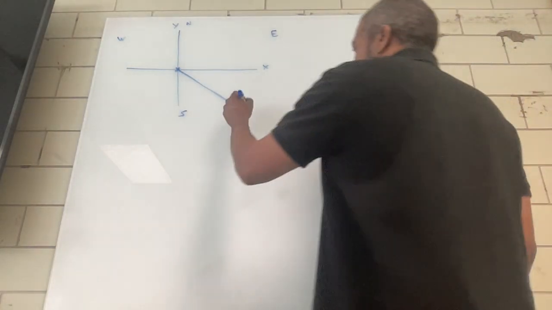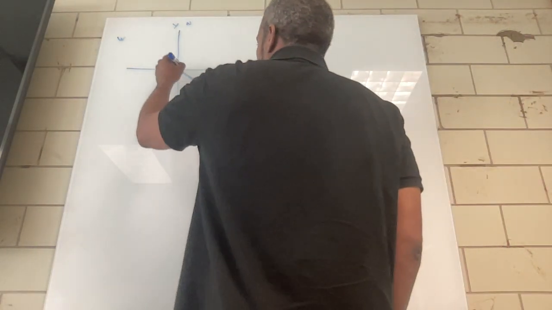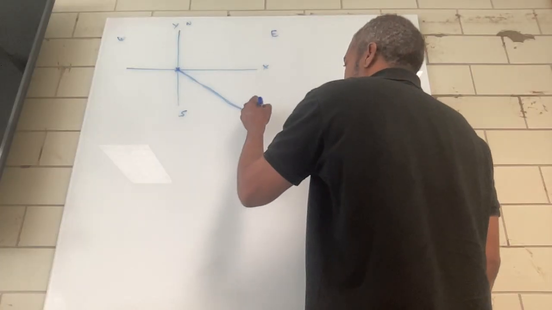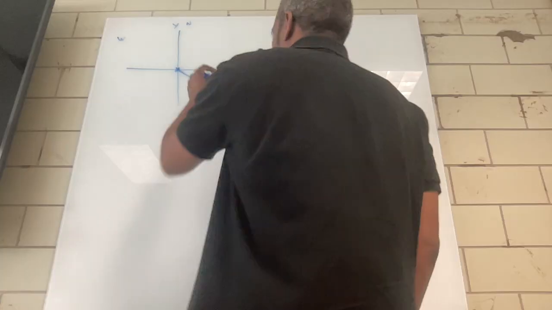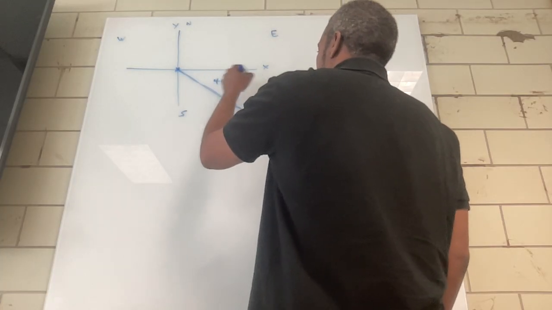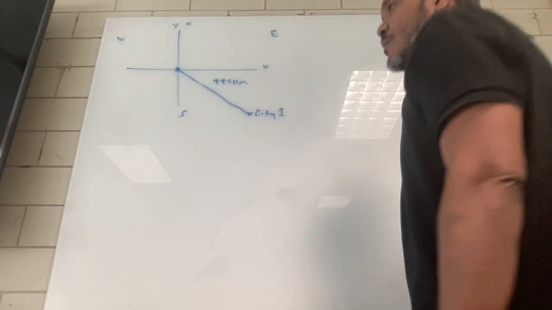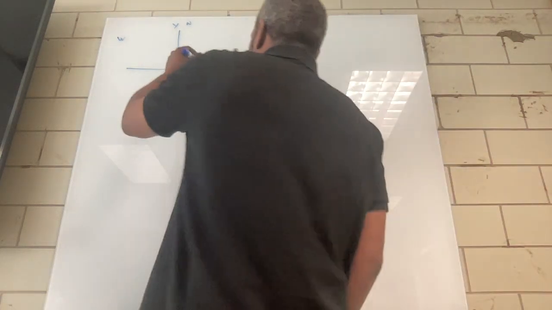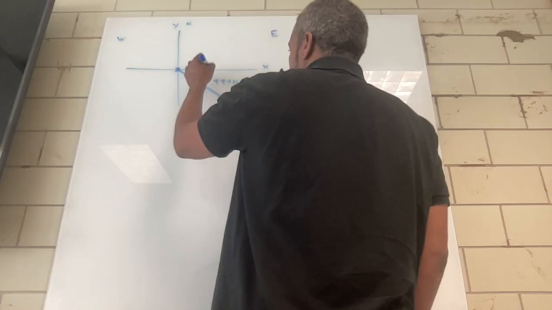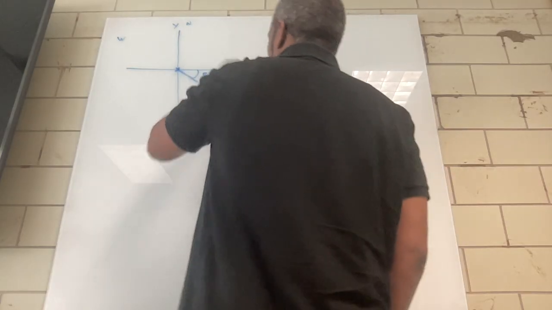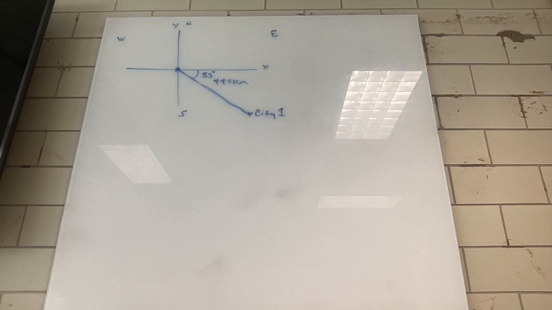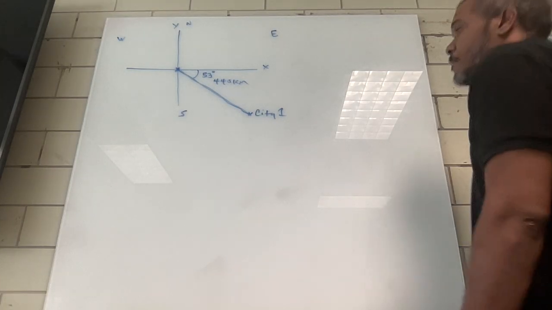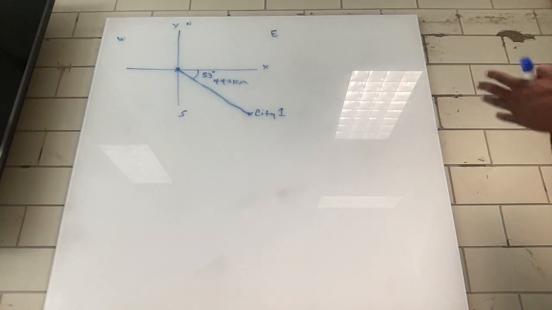And then we stopped in our first city, city 1, after 440 kilometers, and we said we went southeast at an angle of 53 degrees below the horizontal. All right? Everybody following that?